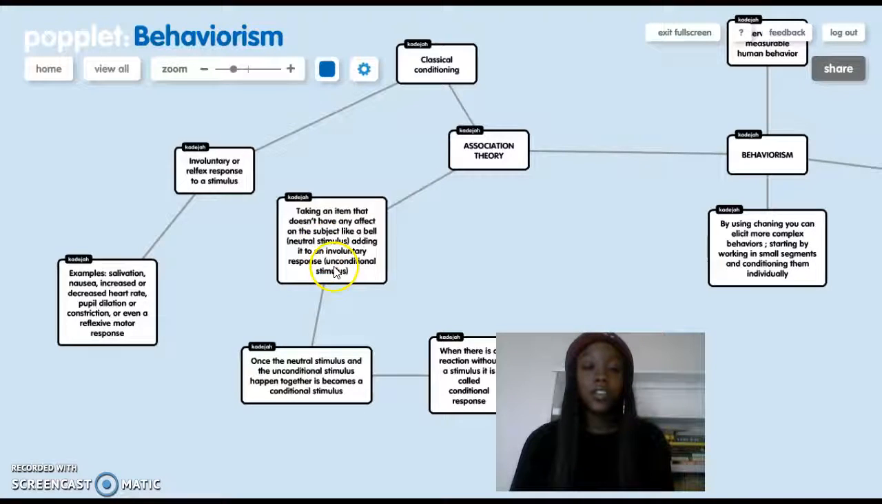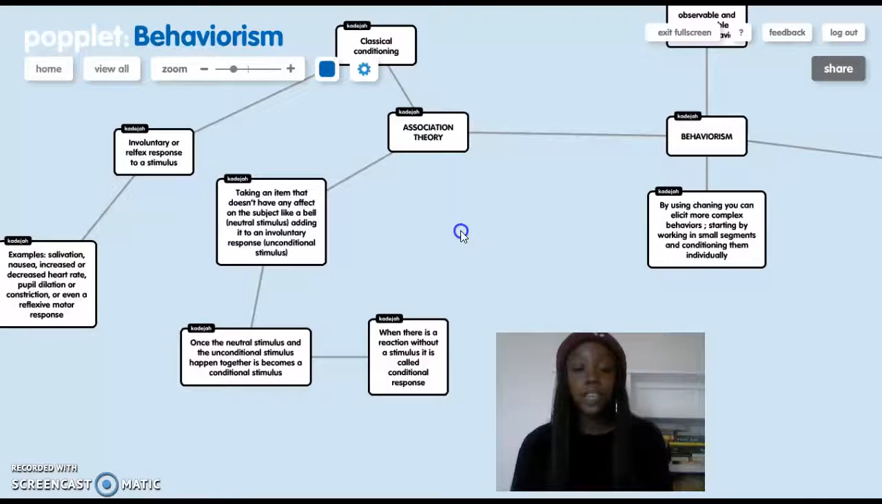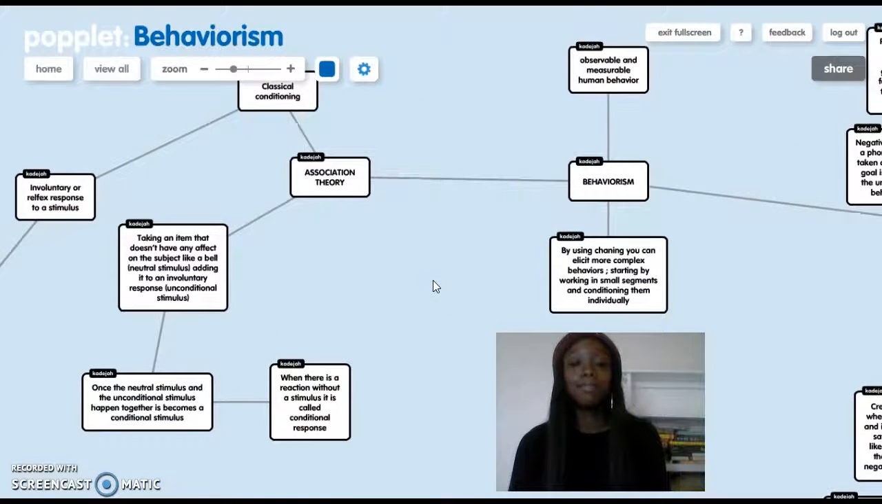This would be considered the unconditional stimulus, the involuntary response, and the neutral stimulus is the bell or the buzzer. Once these two are combined, it becomes a conditional stimulus, so that whenever a bell is rung, you begin to drool, just like Pavlov. And then eventually, the conditional response is the reaction without the stimulus. So there will be a bell and you'll drool, or there won't be a bell.